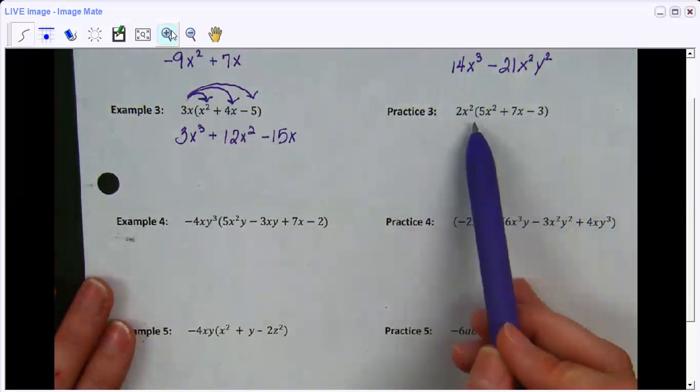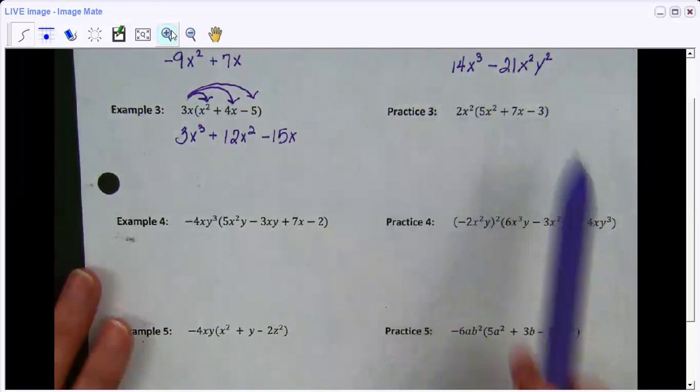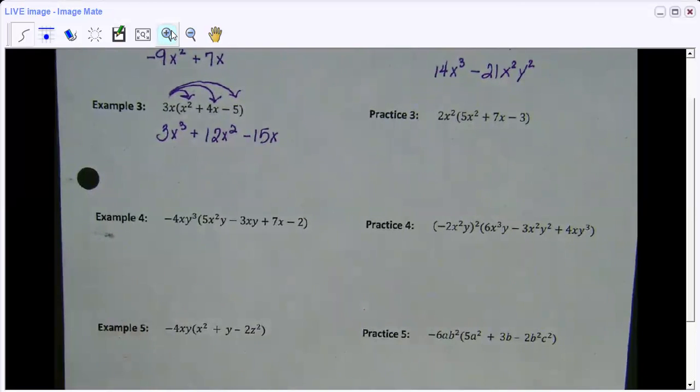Okay, so here's a practice one, a monomial times a trinomial. Go ahead and work that out. These take so long. They're easy. Yes, this takes effort. I like that.